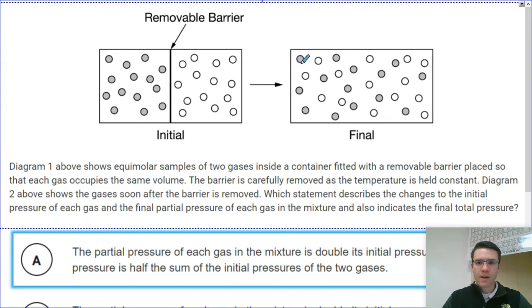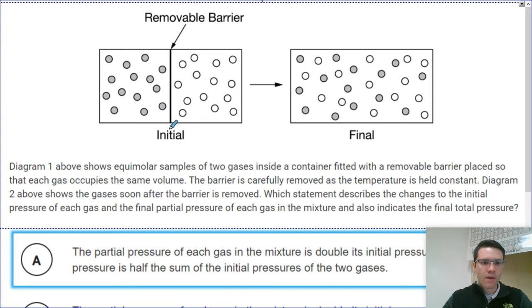Our next one on gases. I can see how you might have had trouble with this one. It involves quite a few concepts. Diagram 1 above shows equal molar amounts of 2 gases inside a container fitted with a removable barrier, placed so that each gas occupies the same volume. That means we have the same number of moles on both sides of our barrier, so equal moles and equal volumes.